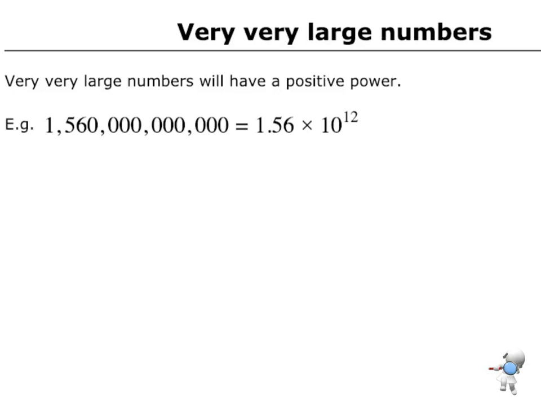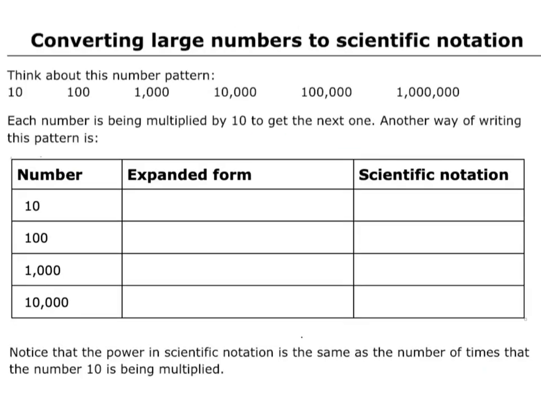So if I've got a really large number, like for example this one, that is 560 billion of something or other, maybe I'm talking about the number of bacteria on a plate, I can write that as 1.56 times 10 to the power of 12. So they're both the same number, it's just writing it in a different way.